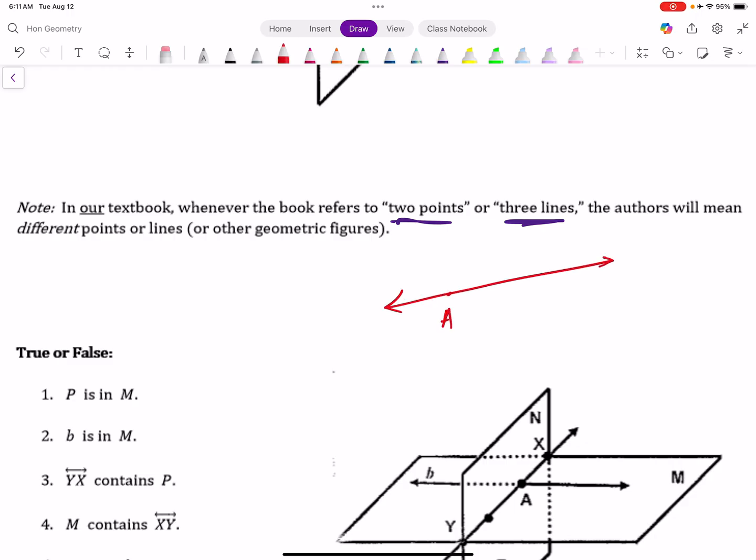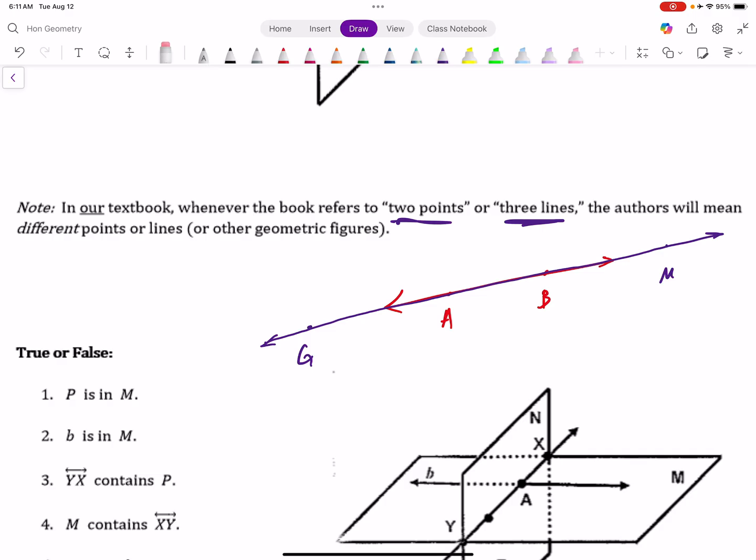So here's line AB. And then out here, all 4 of those points end up being collinear. So somebody's talking about line GM and line AB. Those are the same line. Okay?